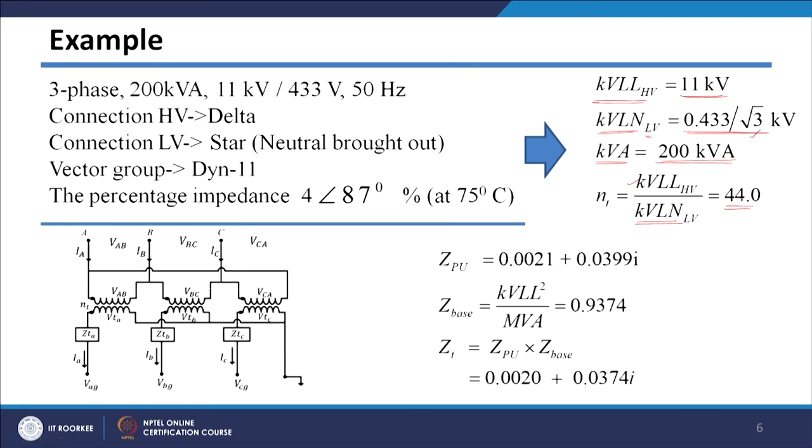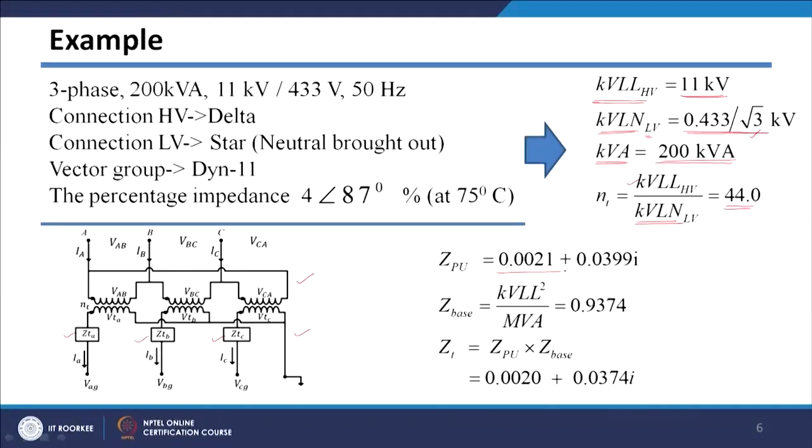Then I have drawn these connections. So, primary delta connected, secondary is star connected, which is basically grounded, and then we need to calculate ZTA, ZTB and ZTC. We can assume them equal because it is a full 3-phase transformer I am considering. I am not considering 3 different transformers which are connected in delta star fashion.